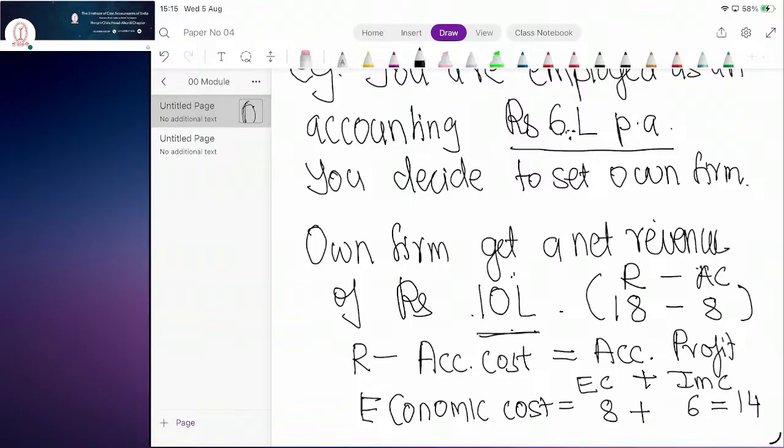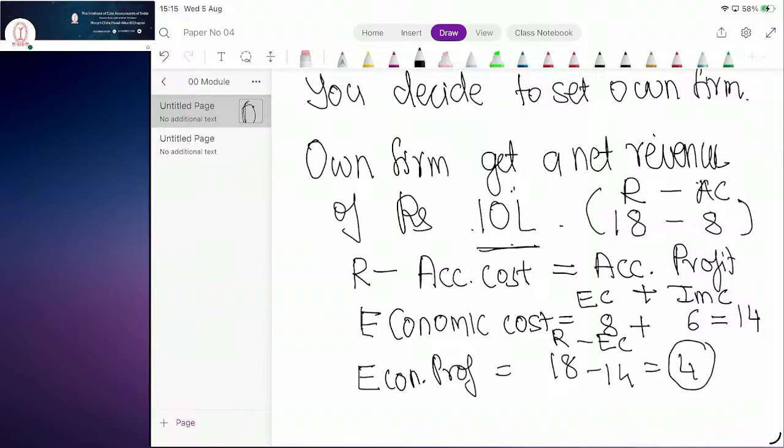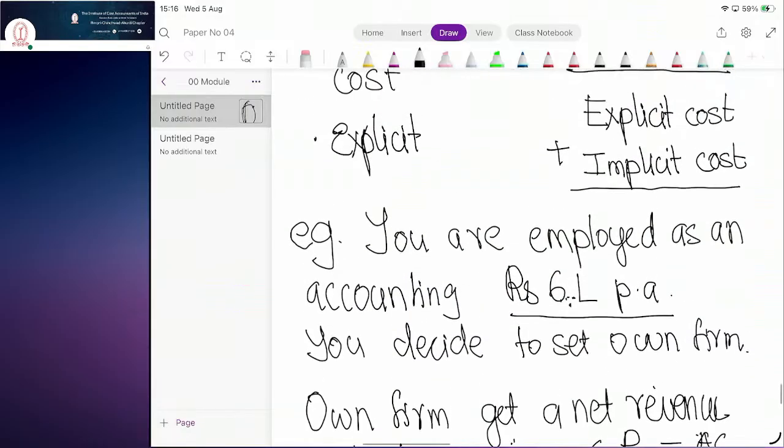So your net economic profit is only 18 lakhs, that is revenue, minus economic cost. What is that? 14 lakhs. So you have made a net gain of 4 lakh rupees only. Earlier it looked like you had made a net gain of 10 lakhs, but it is actually only 4 lakhs. So whenever economic decisions are made, they are not based on accounting cost.